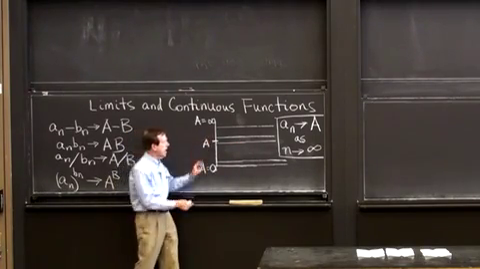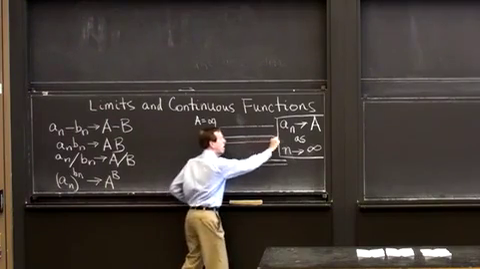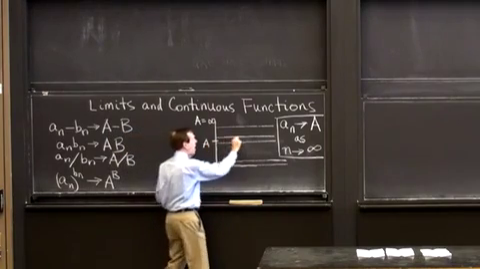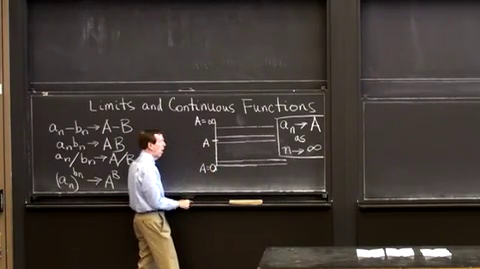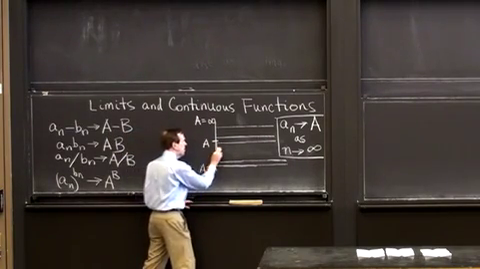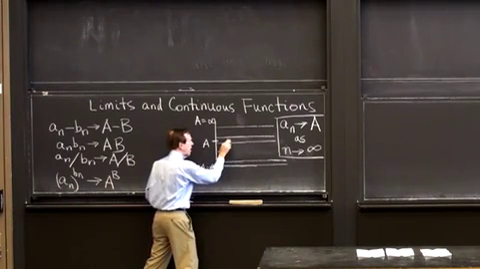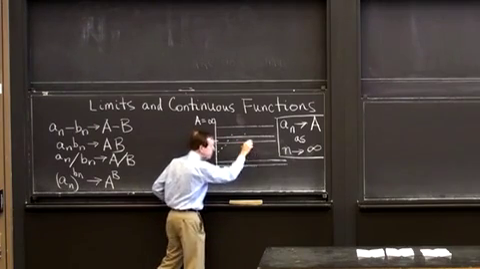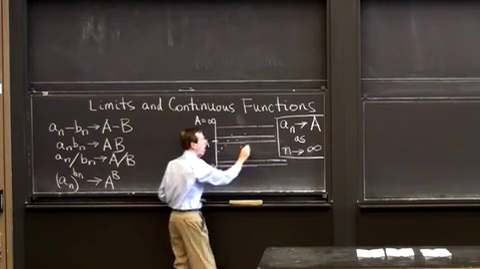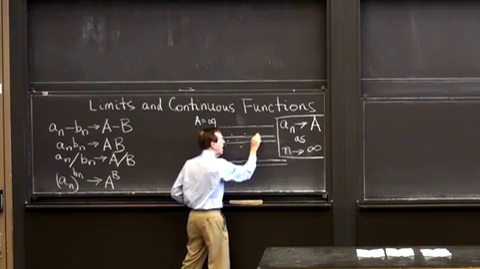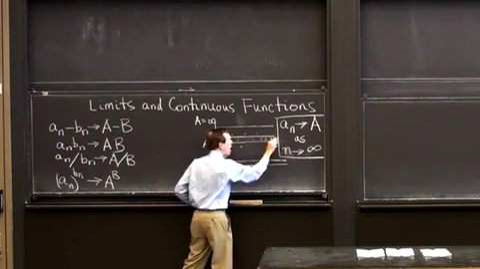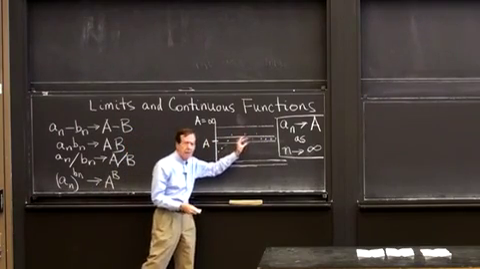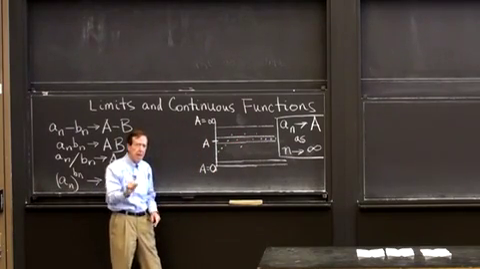It means that if I take any thin little space around A, above and below, the numbers can start out whatever. They can go in there, they could go out, they could come back, whatever. They could go way big, way small. But in the end, beyond some point, eventually, they have to get in that slit and stay in there.